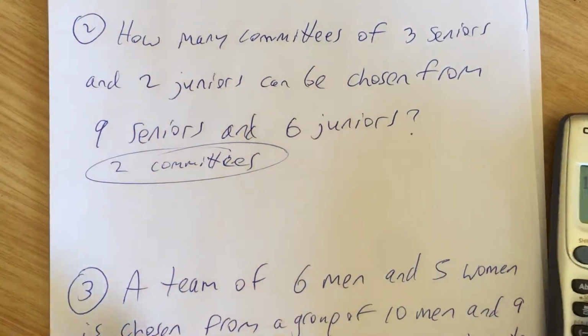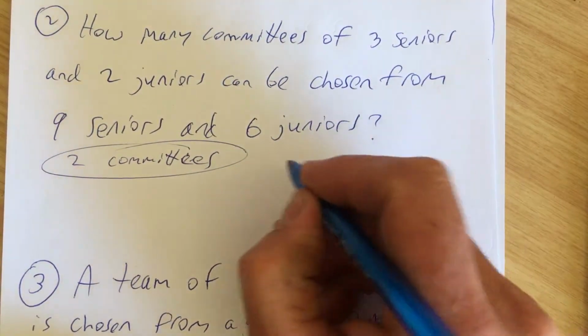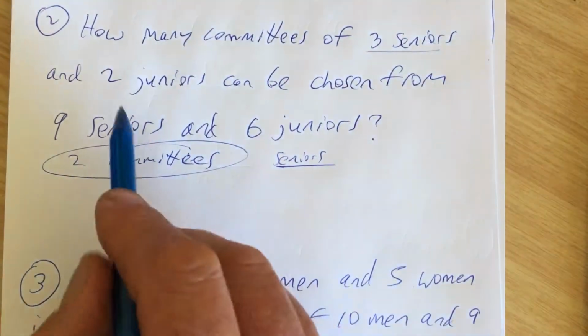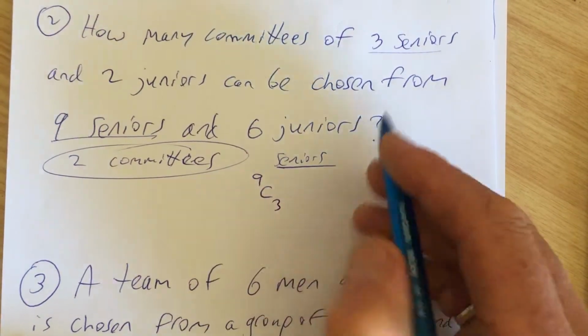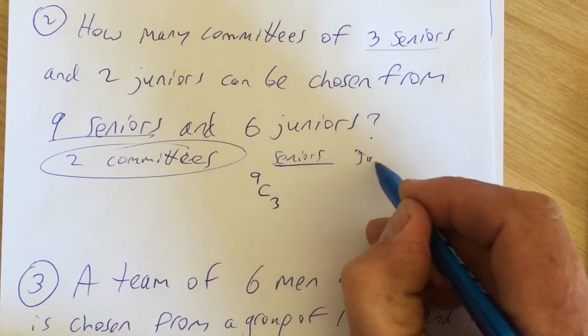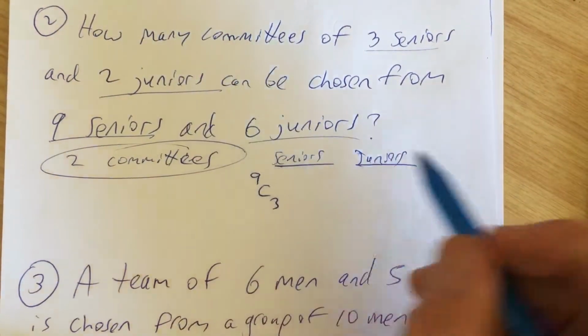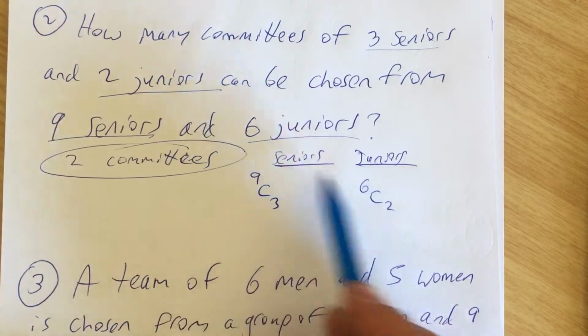Just do them separately and multiply them. So how many ways can I pick? Let's just do the seniors first. How many ways can I pick 3 from 9? 9C3. Okay, juniors. How many ways can I pick 2 from 6? 6C2. So the bigger number is always at the top.